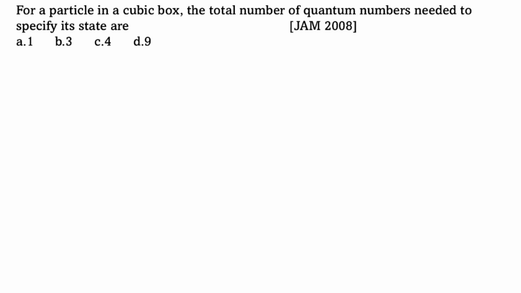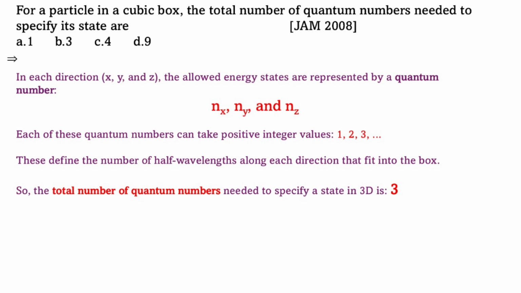When the box is cubic, all sides have equal length L, and the particle is free to move in three directions x, y, and z. In each direction x, y, and z, the allowed energy states are represented by quantum numbers nx, ny, and nz. Each of these quantum numbers can take positive integer values 1, 2, 3, etc. These define the number of half wavelengths along each direction that fit into the box.